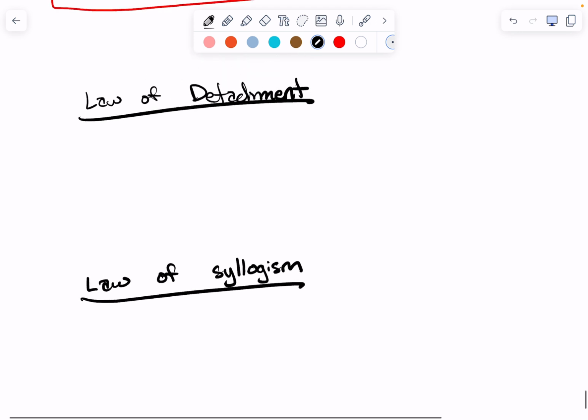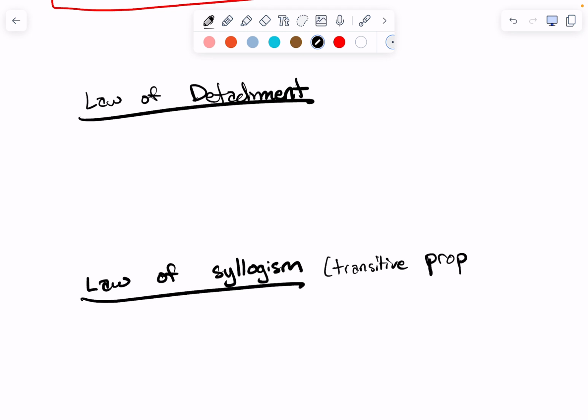Okay, law of detachment, law of syllogism. This is what goes on the back side. The law of syllogism is also known as the transitive property, right? Transitive means transition, right? Like transitioning from one to the next.